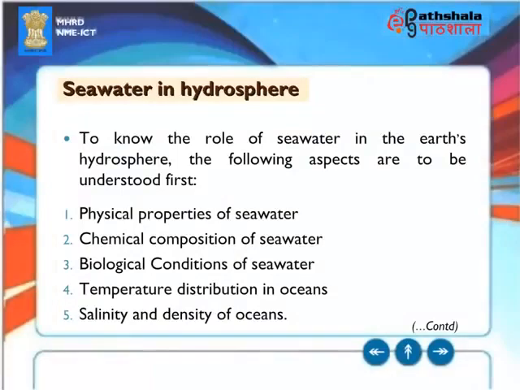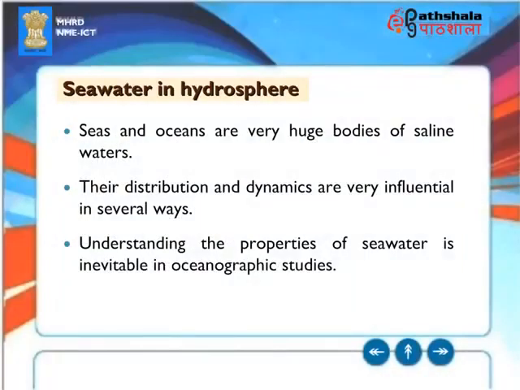Seawater in hydrosphere. To know the role of seawater in the Earth's hydrosphere, the following aspects are to be understood first: physical properties of seawater, chemical composition of seawater, biological conditions of seawater, temperature distribution in oceans, salinity and density of oceans. Seas and oceans are very huge bodies of saline waters. Their distribution and dynamics are very influential in several ways. Understanding the properties of seawater is inevitable in oceanographic studies.